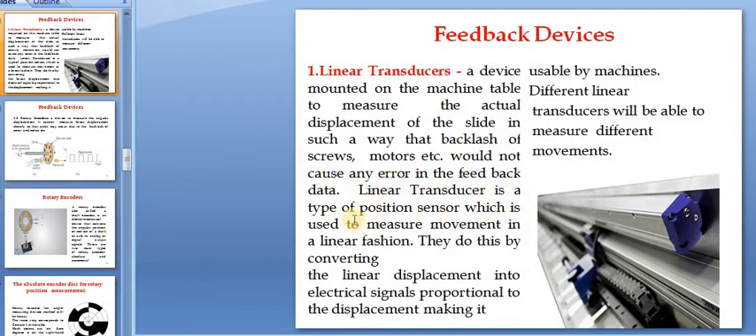A linear transducer is a type of position sensor which is used to measure movement in a linear fashion. They do this by converting the linear displacement into electrical signals proportional to the displacement. So these are usable by machines, and different linear transducers will be able to measure different movements. As per the machine movements, they measure the linearity and generate the signal.